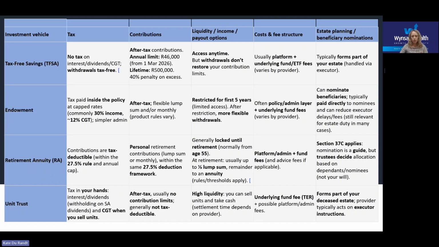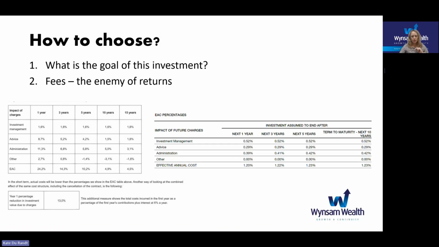So we'll come back to talking a little bit more about which ones to use for what and how we go through that process of reasoning. But when it comes to choosing, like I said, the goal is the most important factor. That's number one. We don't choose an investment vehicle based on its tax treatment if it doesn't suit the goal that we're saving for.